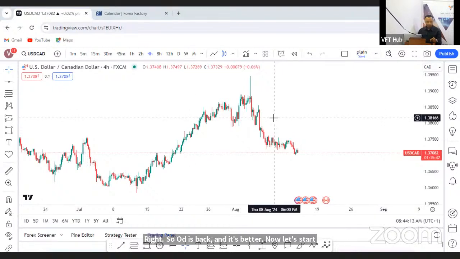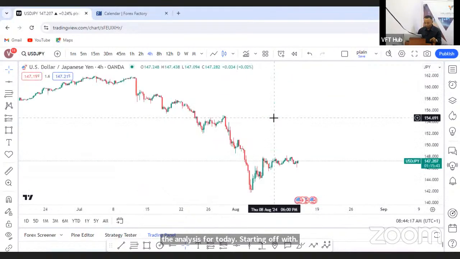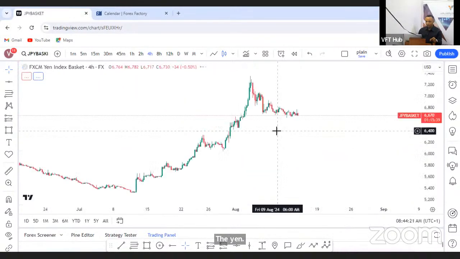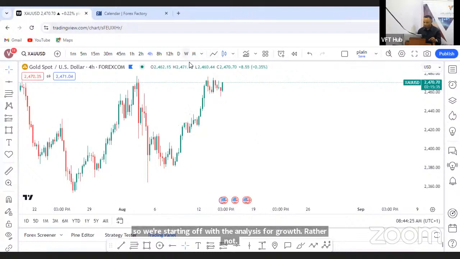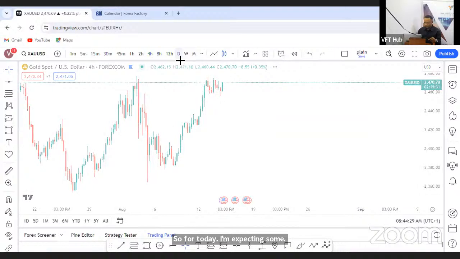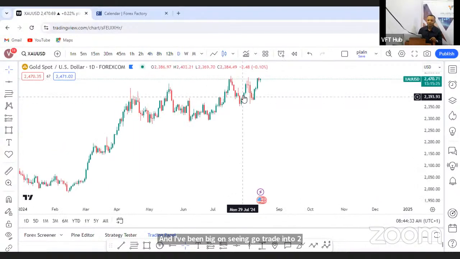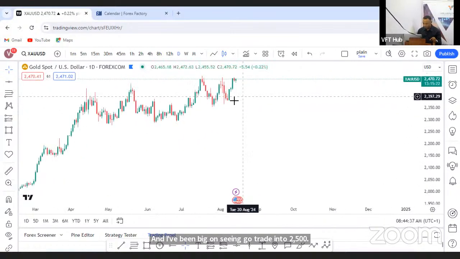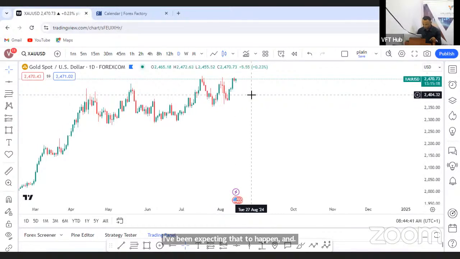We're starting off with the analysis on the yen. Okay, so we're starting off with the analysis for gold rather, not the yen. So for gold today, I'm expecting some further buys on gold today. And I've been big on seeing gold trade into the 2,500 price point since the close of last week. I've been expecting that to happen, and maybe going into this week, we might see that unfold.